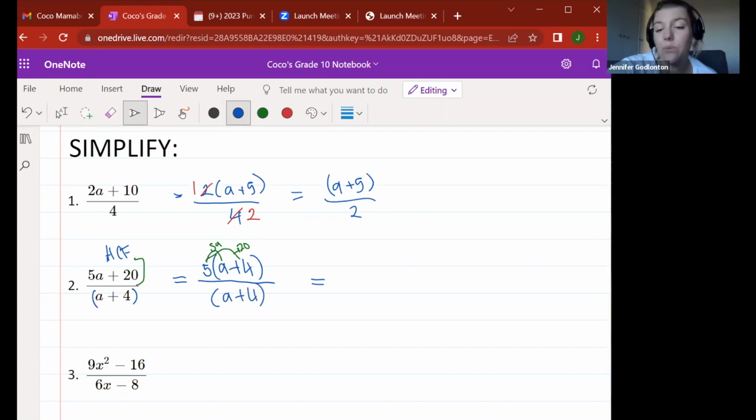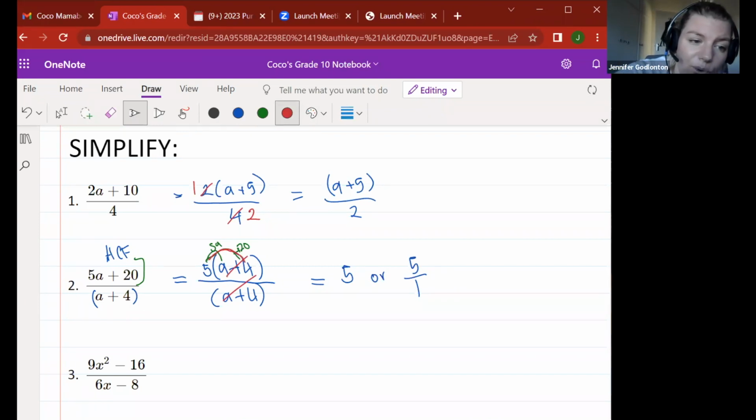Now, when these are exactly the same, we can cancel them out. If you want to put a 1 at the bottom, you absolutely can, but we can just say this cancels with this, and so our final answer is 5. If you wrote your answer as 5 over 1, that is 100% fine. Where did the 4 come from? The 4 came from when we took out our highest common factor, because 5 times 4 is going to give us our 20. So that's where that 4 came from.